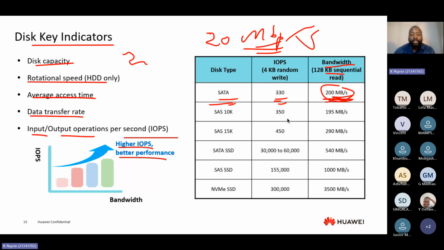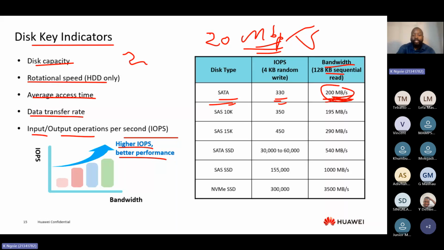All right, guys. So that is very important. Finding the indicators for the disk is very important. We take the rotational speed, the disk capacity, the average access time, the data transfer rate, and the input-output operations per second.